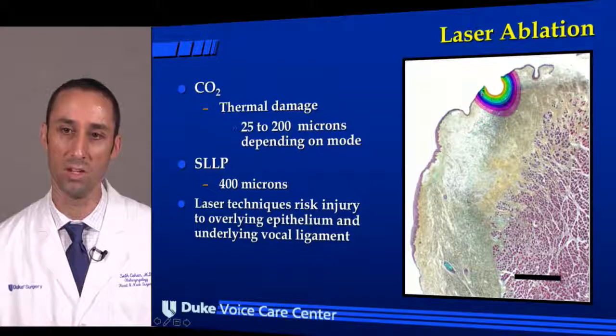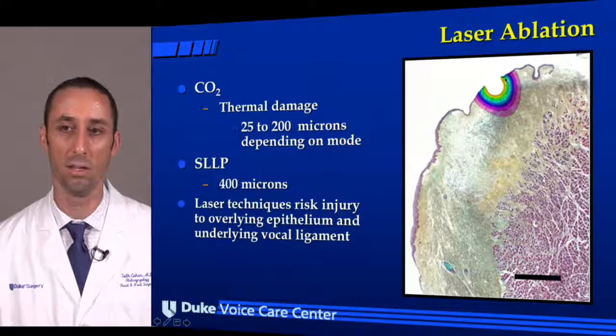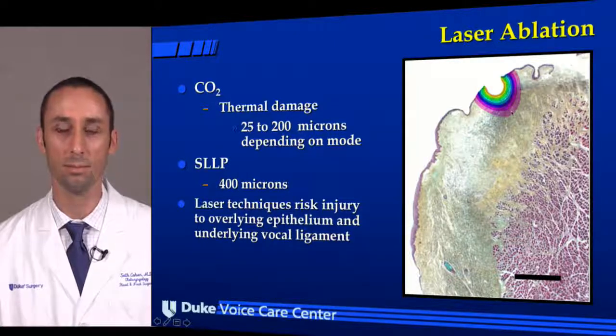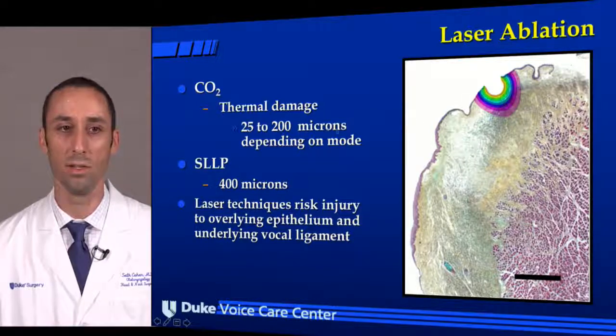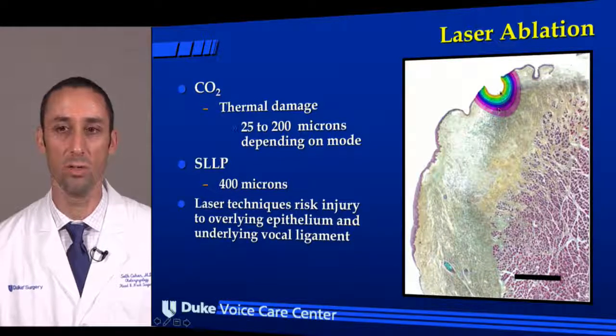And so this is a representation of the various zones of injury that can occur. And you can see, depending on your modality of use, you can have injury into the lamina propria and even extending down into the vocal ligament. And with the lamina propria being roughly 400 microns, you have to be very judicious in how you're using the CO2 laser, because they can risk injury to the epithelium that's overlying, as well as portions of the lamina propria and even the vocal ligament if you're not careful.